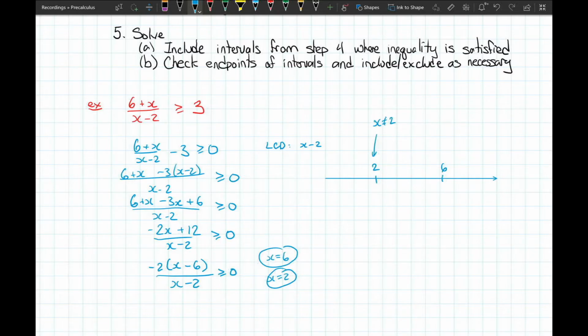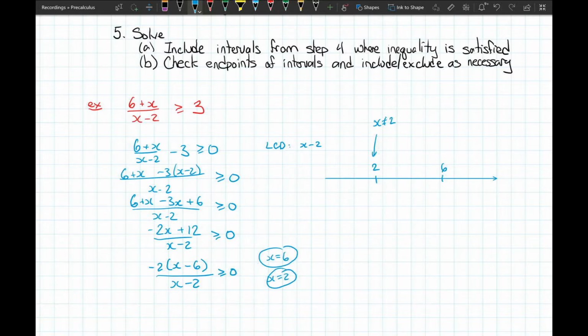And that's going to be very important because with our inequality, we can't even make a comparison at the point where x equals 2, because undefined is not something that we can compare to 3 in the original inequality. So make sure of that. Now, for our sign chart, we're going to test this expression and see where it might be positive and negative.